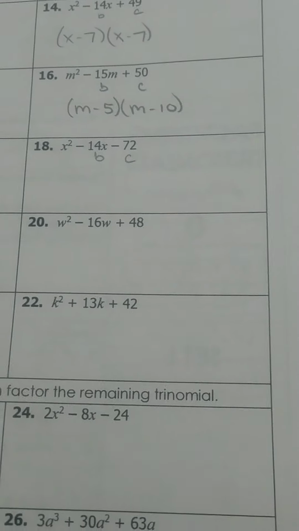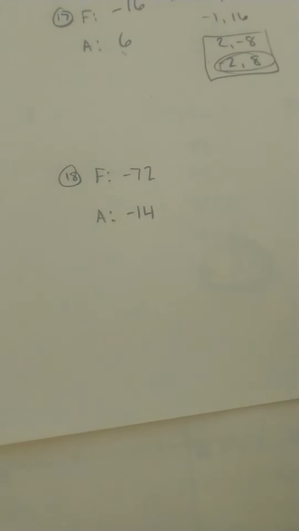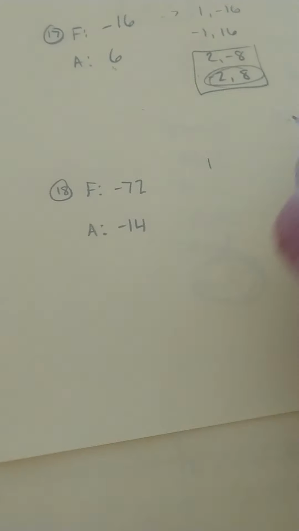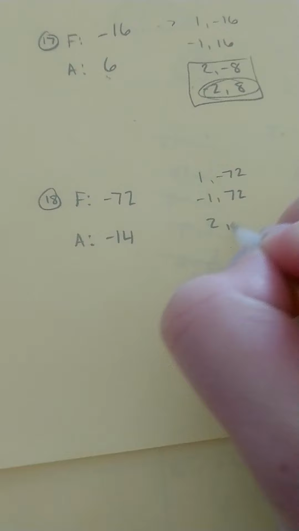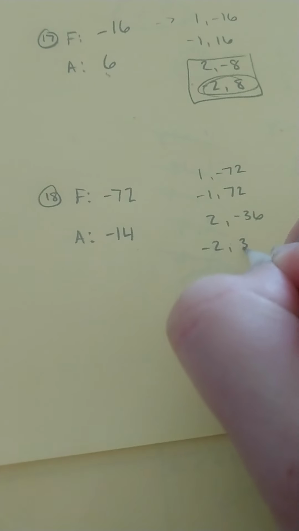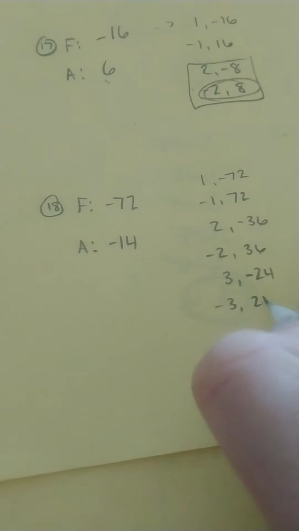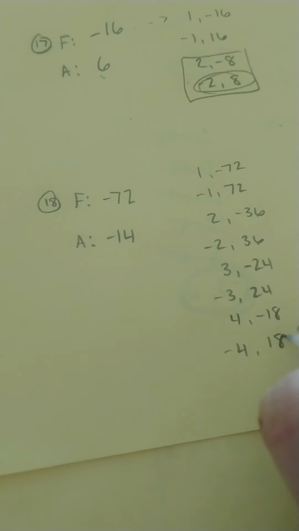So number 18, x squared minus 14x minus 72. That's B, that's C. So I want factors of negative 72 that add to give me a negative 14. Oh Lord, I've already listed 72 like 3 times at this point, I feel like. So 1 and negative 72, negative 1 and a positive 72. 2 and negative 36, negative 2 and a positive 36. 3 and negative 24, negative 3 and a positive 24. 4 and negative 18, negative 4 and a positive 18.